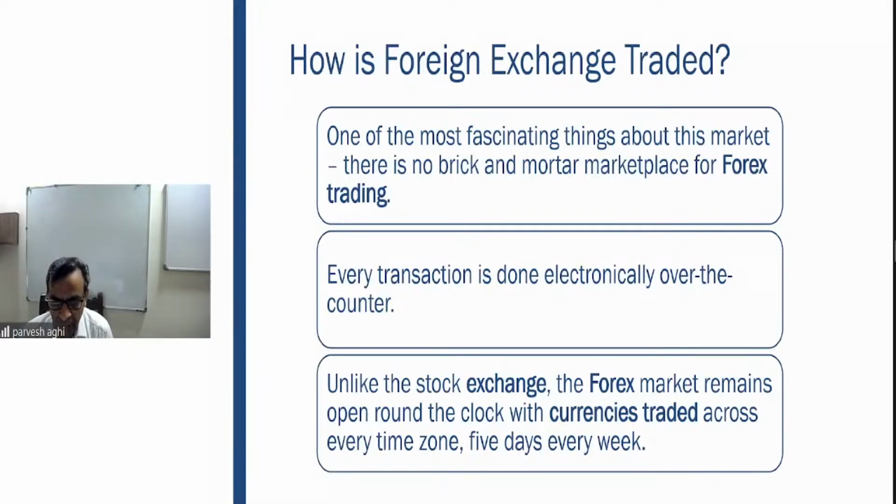It starts early in the morning in Hong Kong. Then the baton is passed on to the London market. When the London market is closing, at the same time, the American markets are opening. So the market remains open all throughout the day for 5 days in a week, and it is electronically over the counter. Everything is done digitally. So there is no office or one particular place that you can designate as the place where all the trading is happening from. It is happening worldwide.